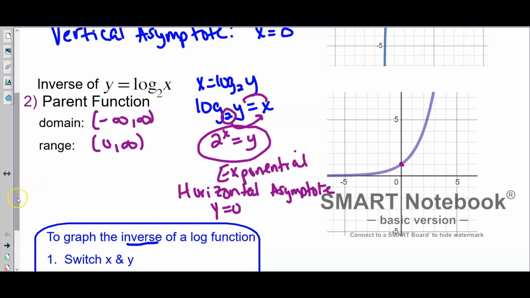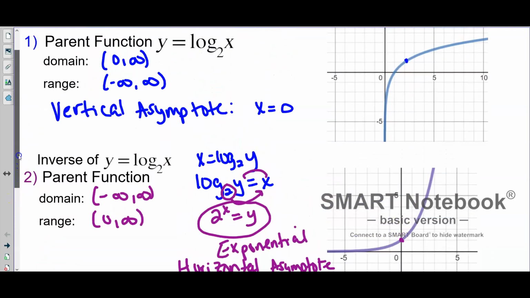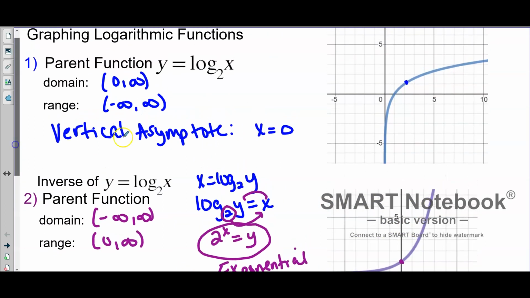Now we looked at the table to see that the x and y values are switched. Remember, domain are your x's, the range are your y's. And notice from our parent function, the domain and range, when you have the inverse, those domain and range are switched. So the domain becomes the range, and the range of the log becomes the domain of the exponential.